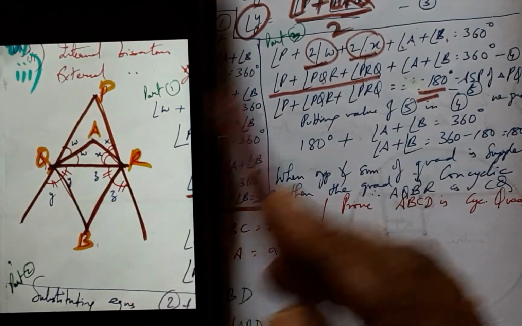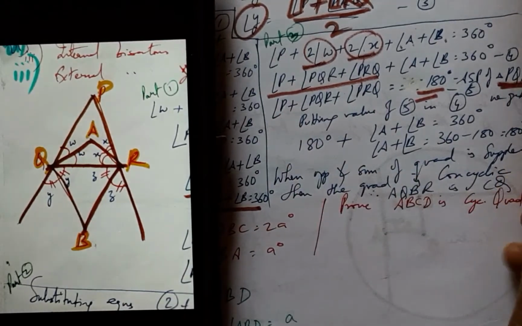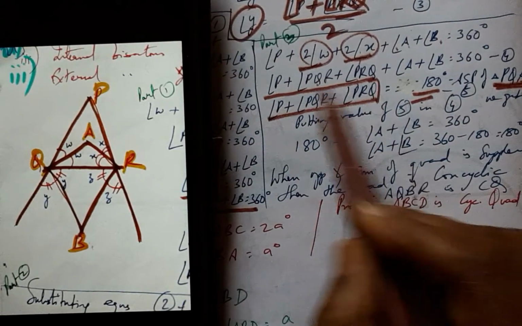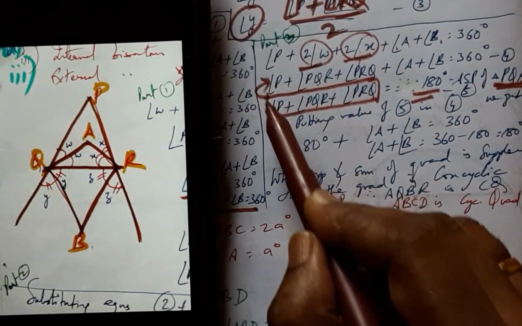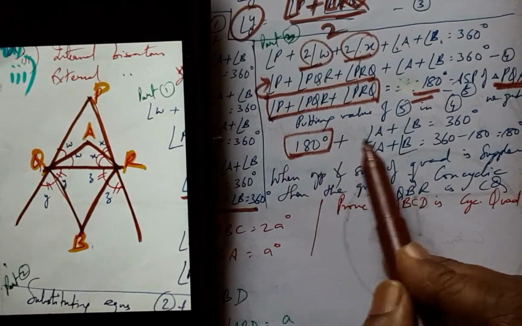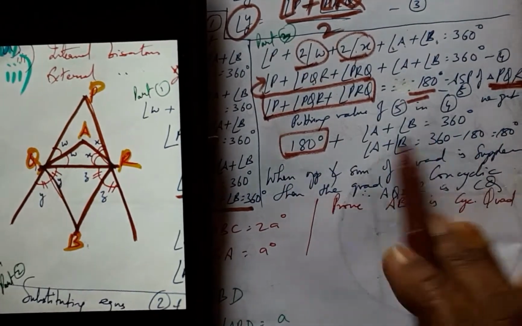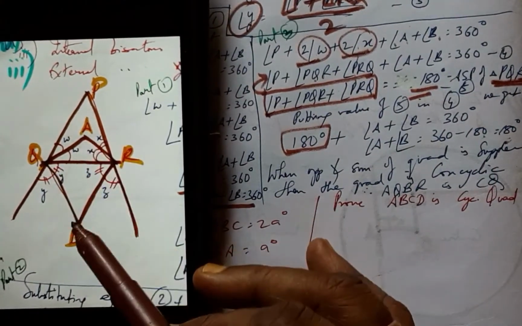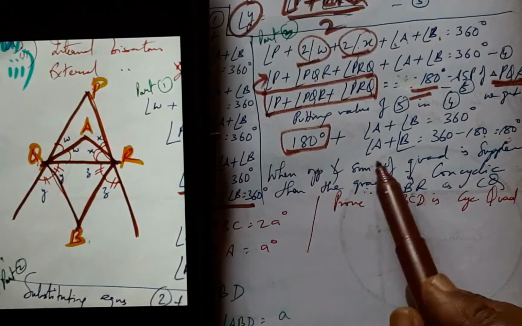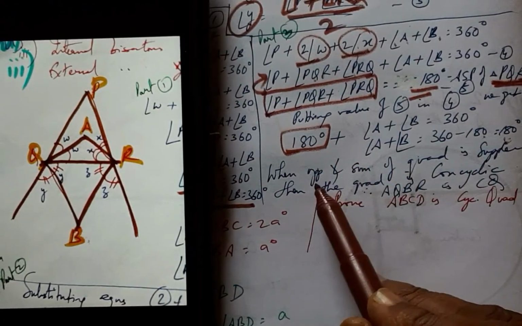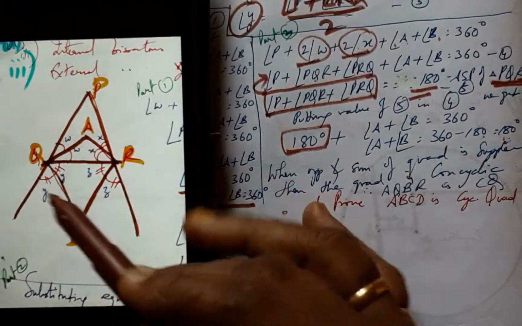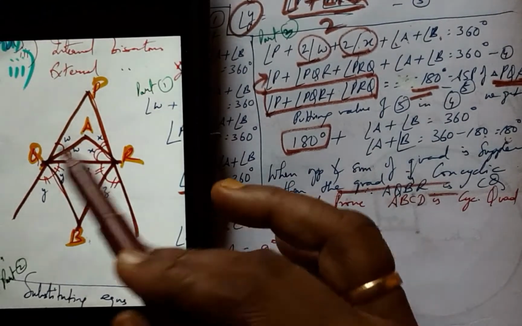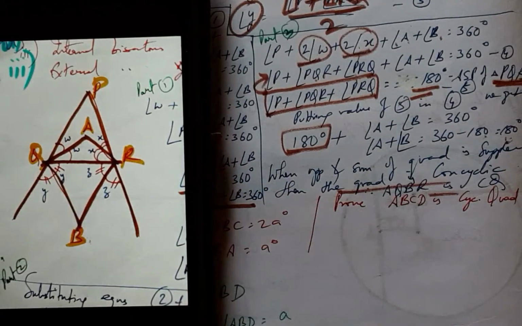this triangle PQR, and therefore this is the angle sum property which can be replaced in this equation, and therefore 180 plus A plus B equals 360, and A plus B is nothing but 180. Now that we have arrived at the sum of angles A and B as supplementary, therefore this is a cyclic quadrilateral, hence proved. AQBR is a cyclic quadrilateral, hence proved.